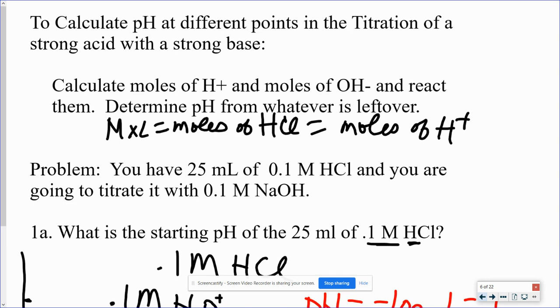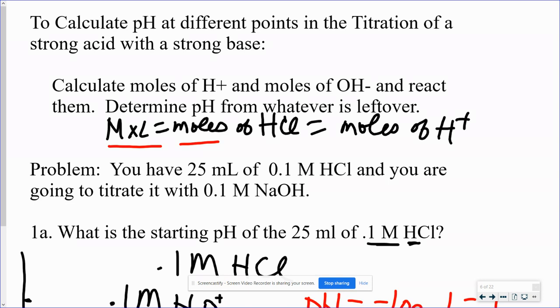That we have. So we want to be able to calculate the pH at different points in the titration of a strong acid with a strong base. So we're going to calculate the moles of H plus and the moles of OH minus that have been added and react them. And then we're going to determine the pH from whatever is left over. Remember, molarity times liters equals moles. Okay, important. Molarity times liters equals moles. So we have to do that for our HCl and our NaOH.